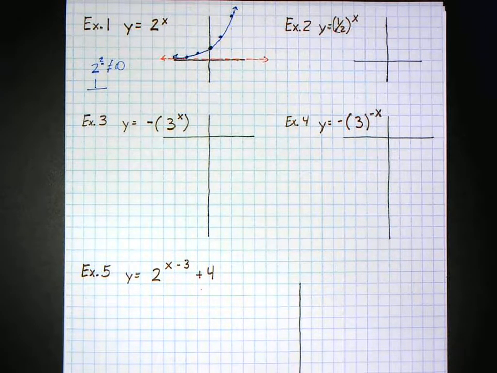Wait, how did you get 1 or 0? 2 to the 0 power. Anything to the 0 power equals 1.